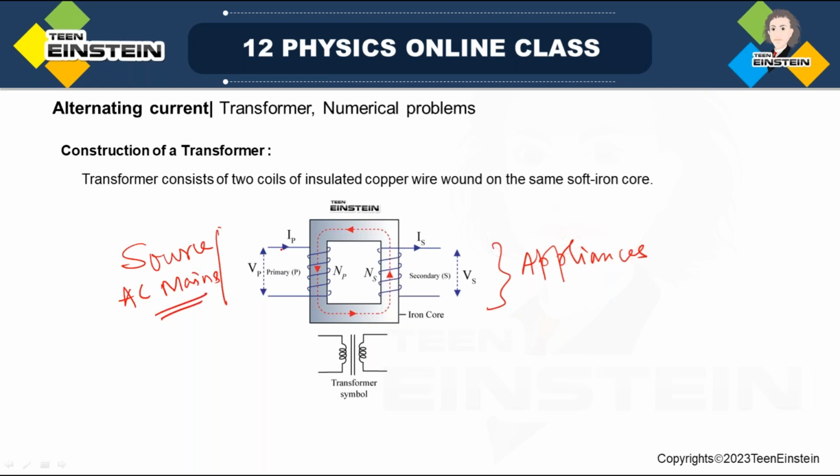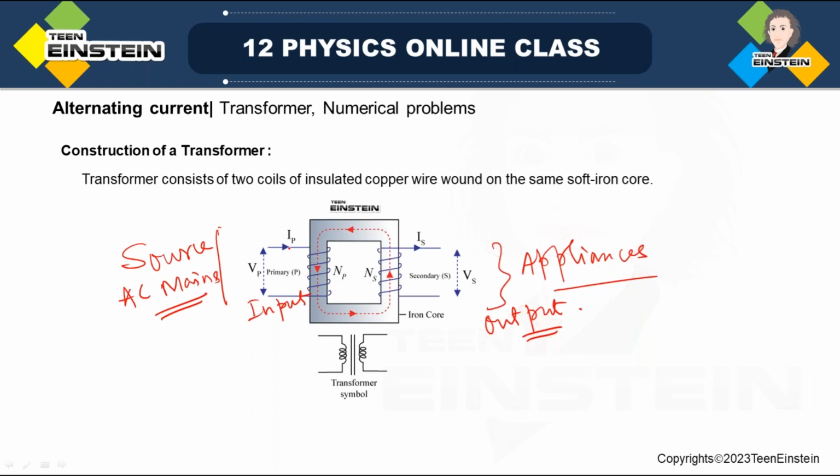Okay, so AC mains will be connected to the primary coil, and appliances will be connected to the secondary coil. In fact, you can say the primary coil is the input, and the secondary coil is the output. So what happens here? Whenever an alternating current passes through the primary coil, as you know, there will be a back EMF or self-induced EMF.